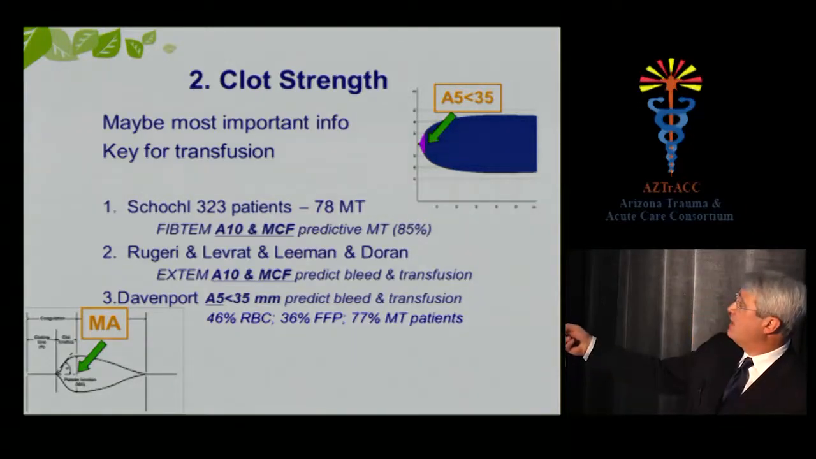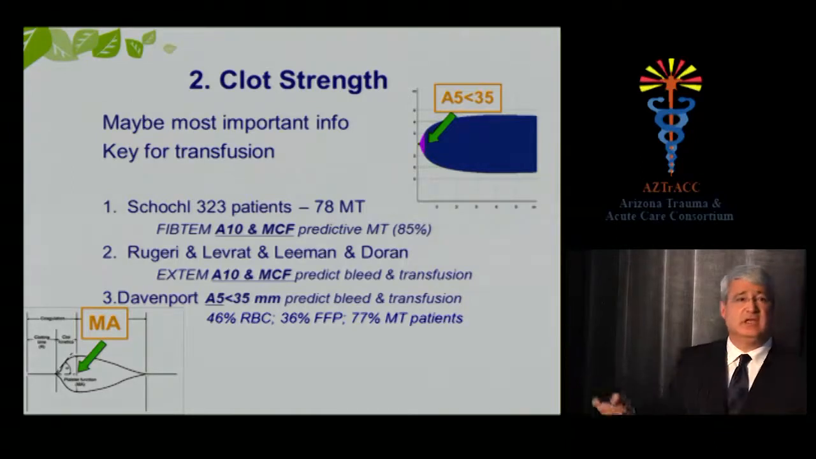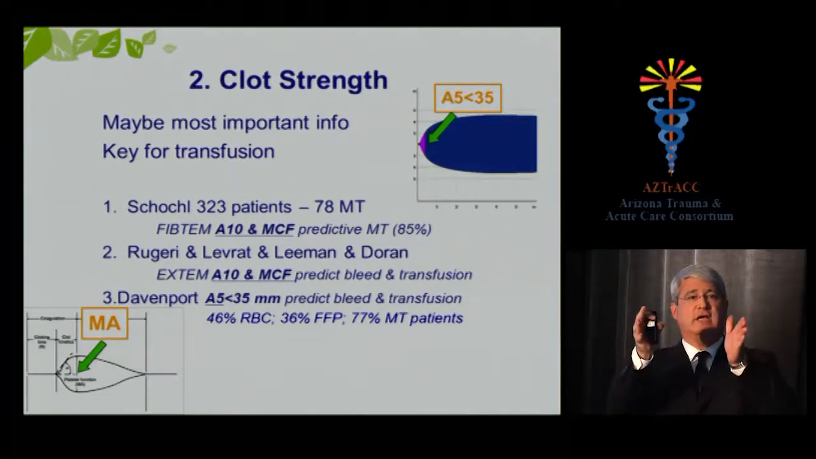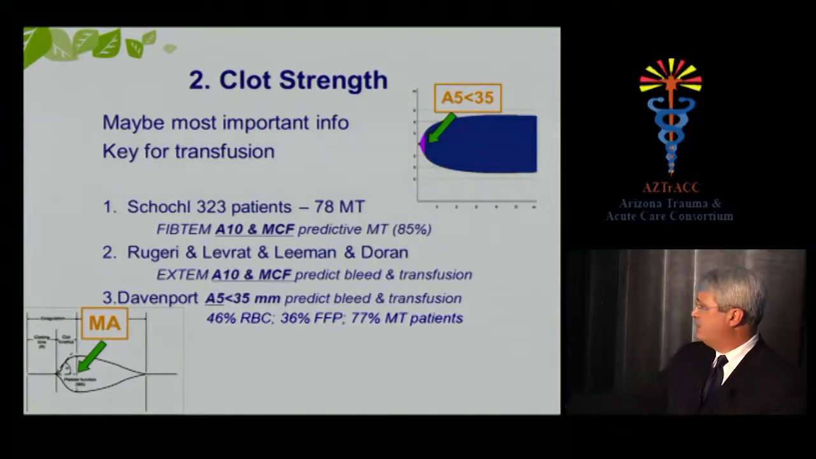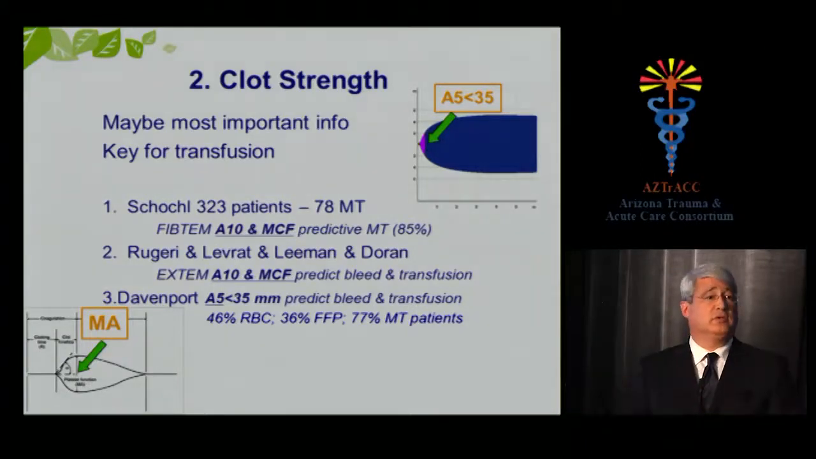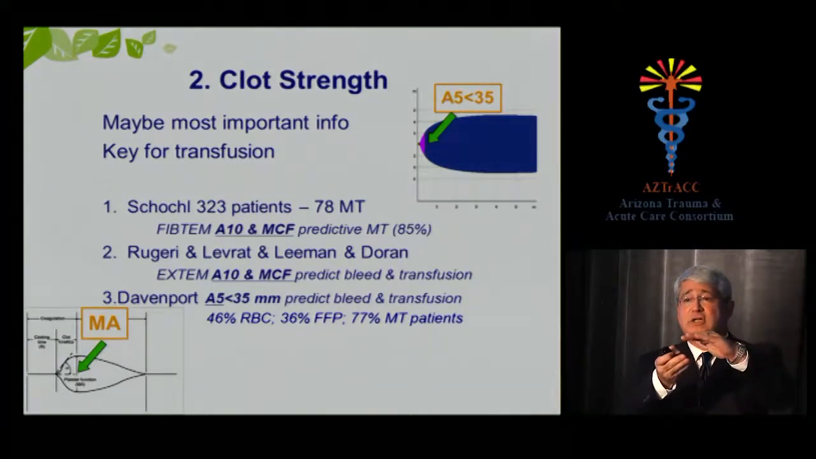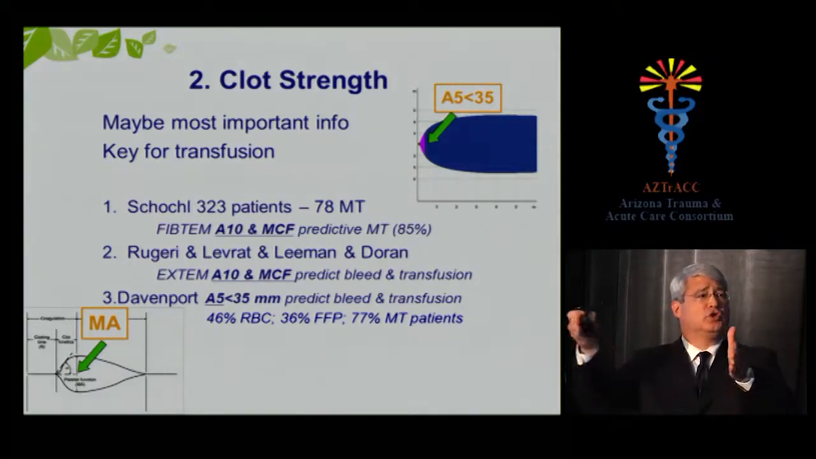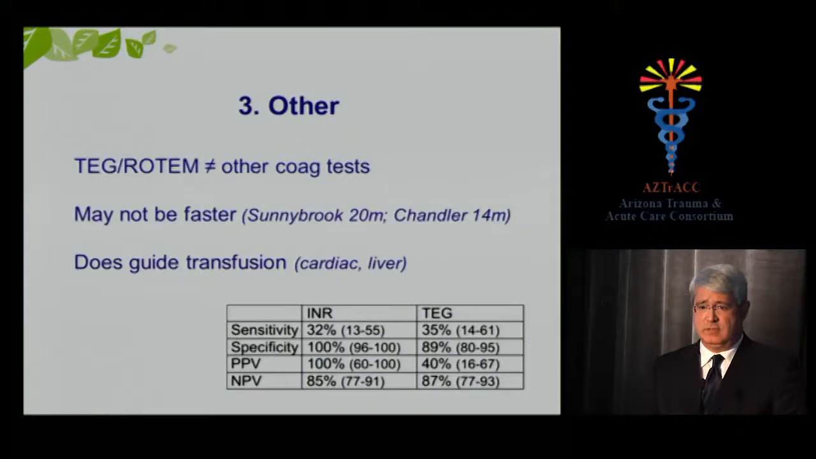And I'll tell you, there's only one number you have to remember: the amplitude at 5 minutes. If the amplitude at 5 minutes is below 35, 77% of these patients are going to require massive transfusion. This has been shown on TEG, and has been shown on ROTEM as well. If you have a weak clot, this patient will need transfusion and almost for sure is going to need massive transfusion.